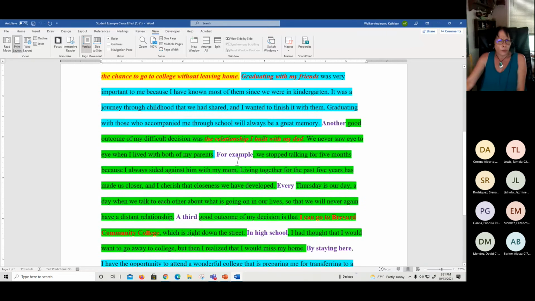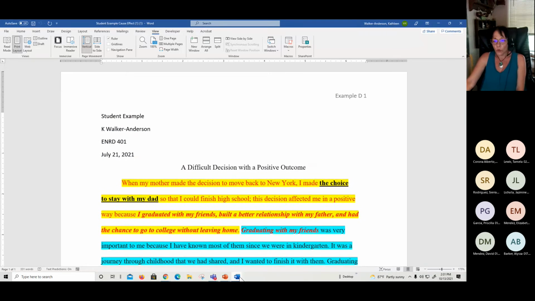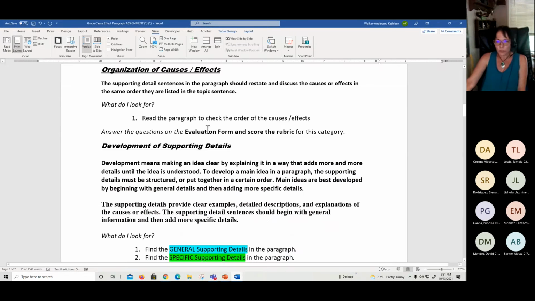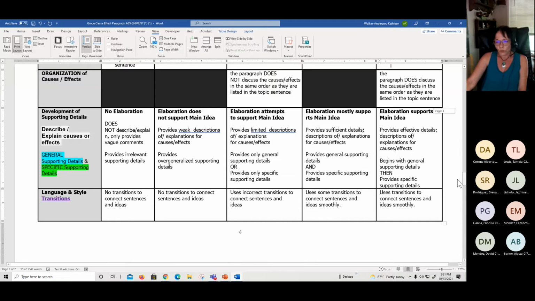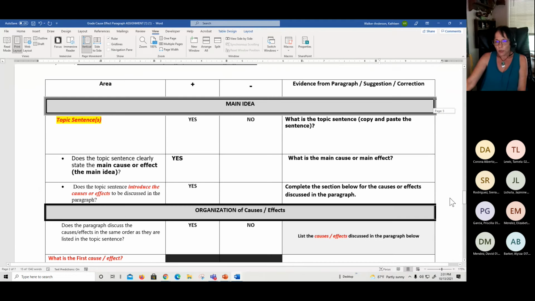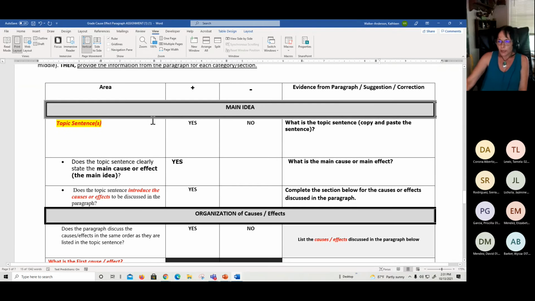So this is the last section I'm going to do so that you all can finish it off on your own. But I just wanted to show you that that's how you do it. So organization, it tells me to answer the questions on the evaluation form. So I go down there and I'll let you score the rubric for this section on your own.